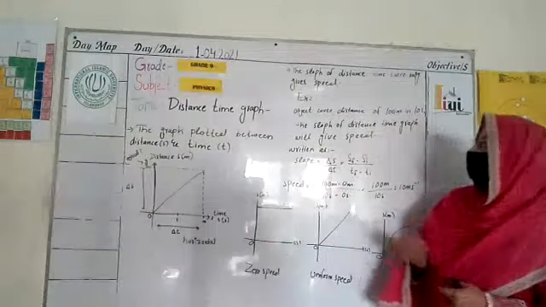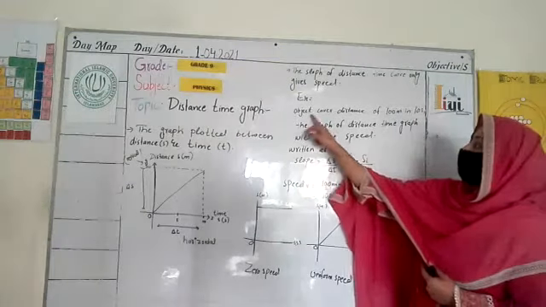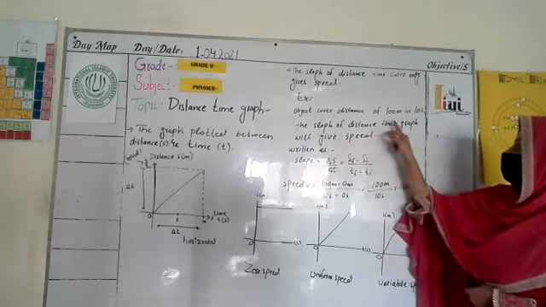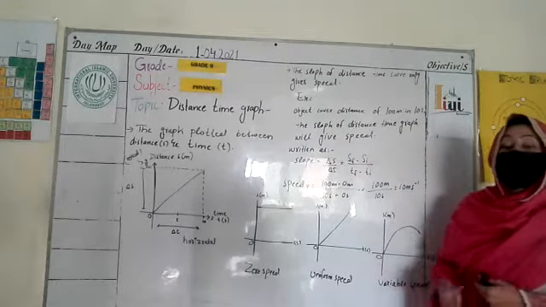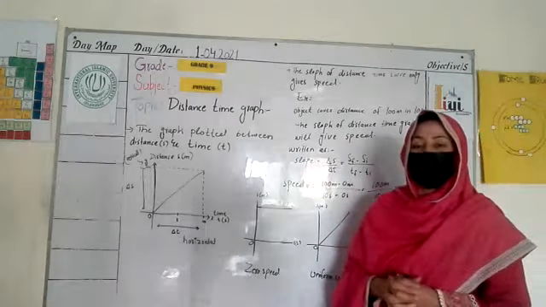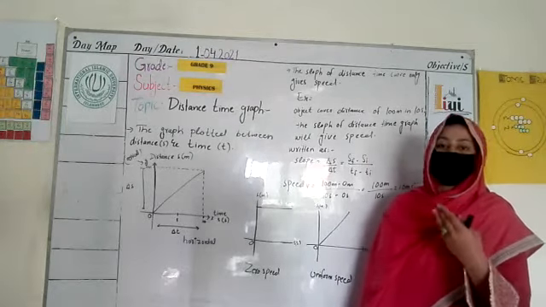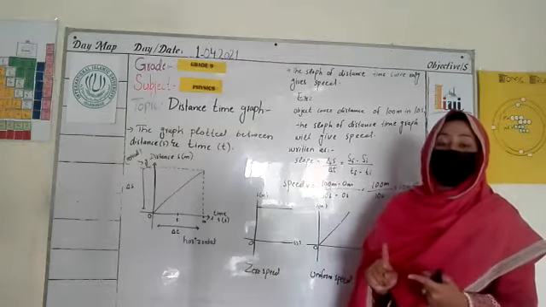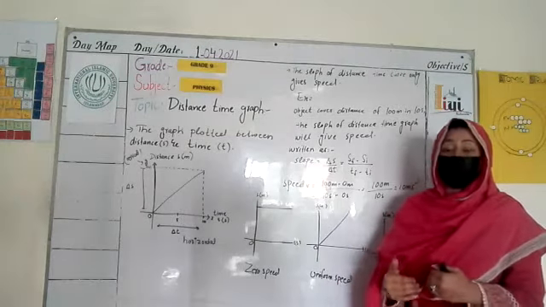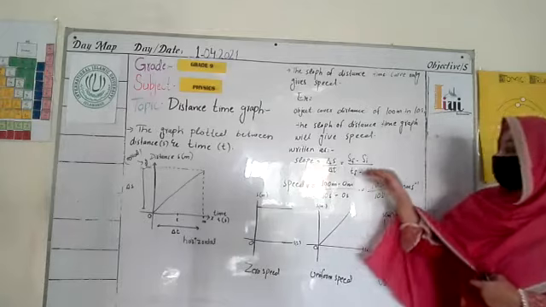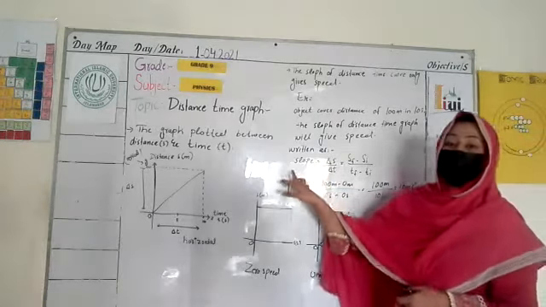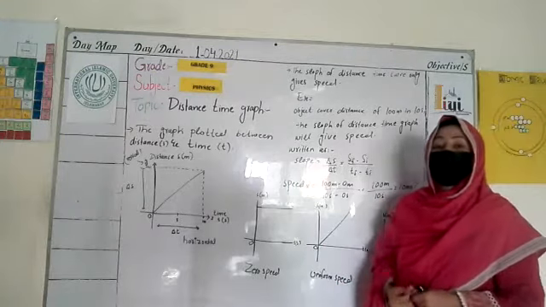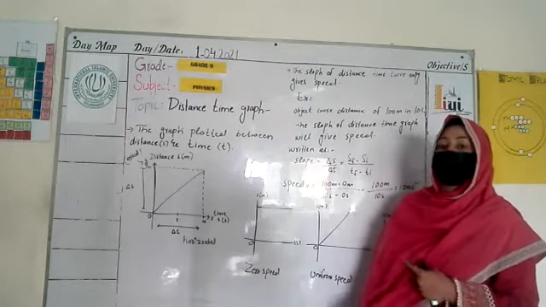For example, an object covers a distance of 100 meters in 10 seconds. The slope of a distance time graph will give speed. If an object is in motion and covers a distance of 100 meters in 10 seconds, we know that the equation of the slope is delta S by delta T. Delta S stands for distance and delta T stands for time.